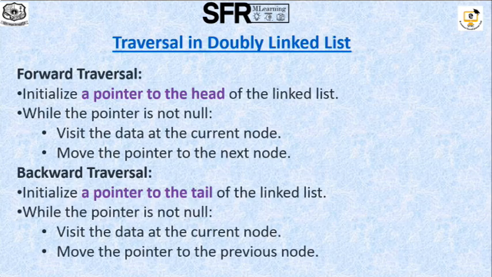Next we go for backward traversal. In backward traversal, first we have to initialize a pointer to the tail. The tail is nothing but the end of the linked list. If it is not null, we visit the data at the current node, then we move the pointer to the previous node. So backward traversal is nothing but traversing from the ending of the doubly linked list. These are the two kinds of traversal in doubly linked list.